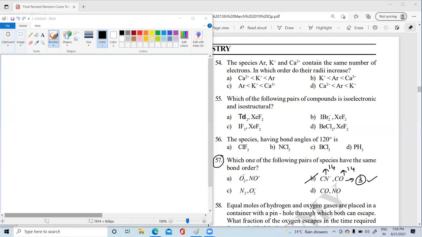If you go for O2, bond order should be 2, and NO plus bond order should be 3, and N2 bond order should be 3, and O2 minus bond order should be 1.5. So like this, students. CO should be 3, we know, and NO should be 2.5. So which has the equal bond order here? Option B, students.